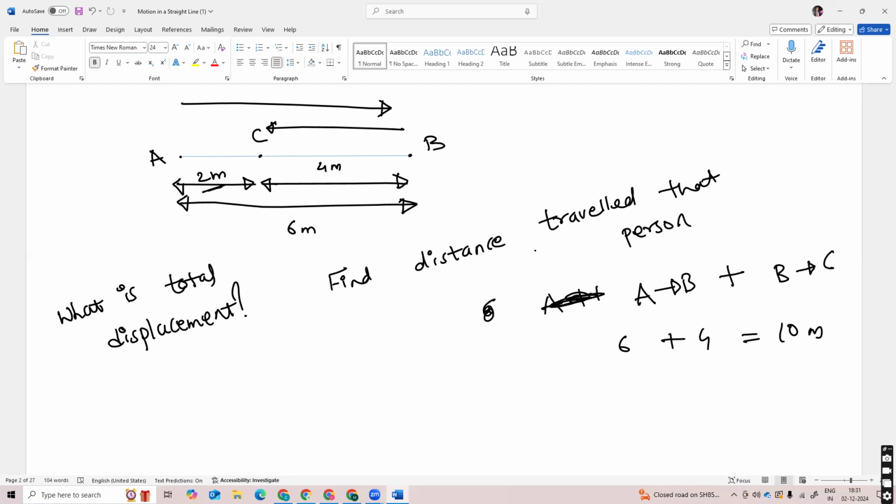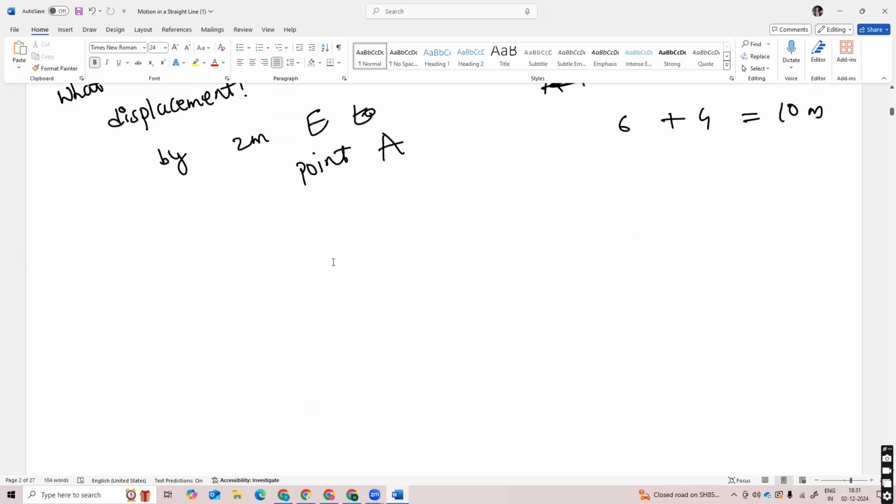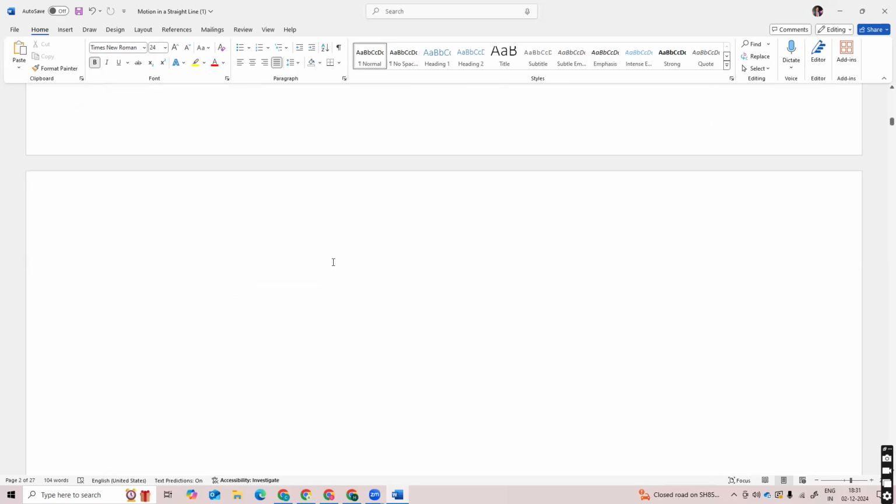And again, if you give directions like north, west, south, and this as east, in this case that person has been displaced by 2 meter east of point A. So these kinds of questions can come, and simple geometry will help you in solving these distance and displacement questions. Now we'll see some more examples on it.